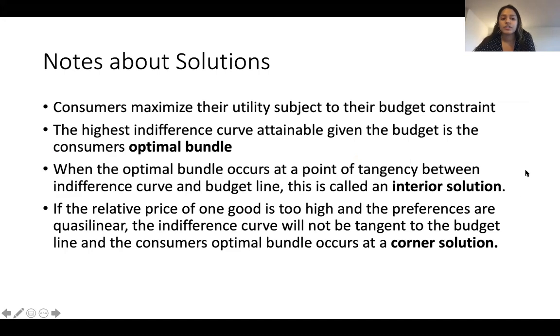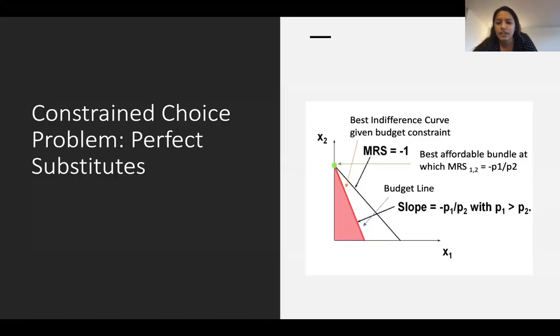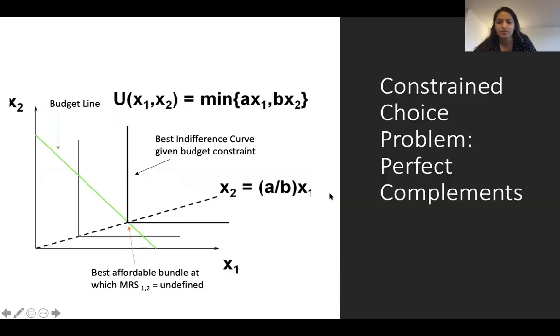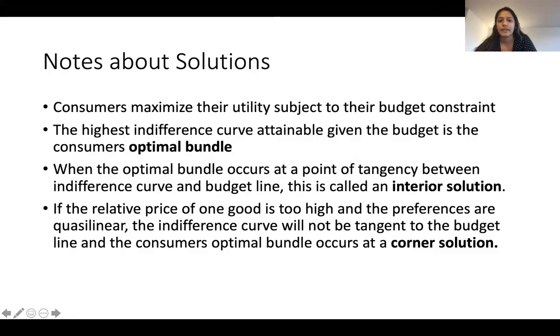A corner solution is when the relative price of one good is too high and the preferences are quasi-linear: the indifference curve will not be tangent to the budget line and the consumer's optimal bundle occurs at a corner solution. I don't think I have anything for a corner solution here, but it usually does come up.